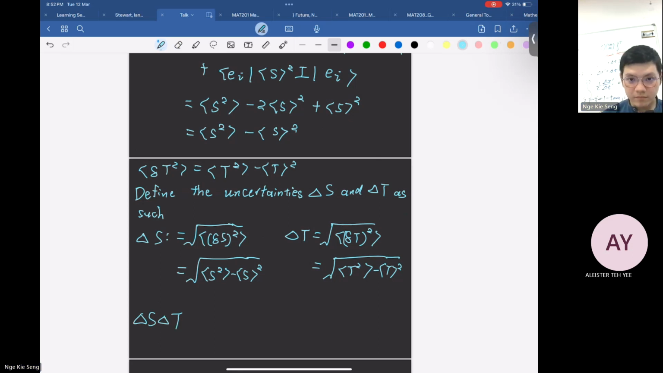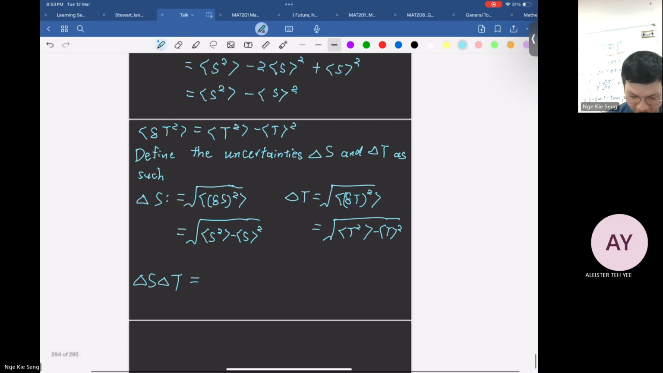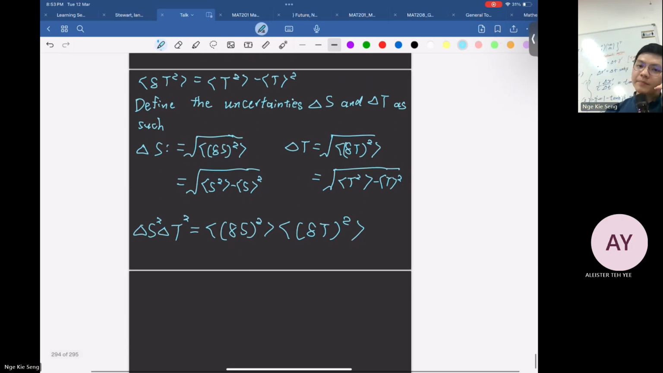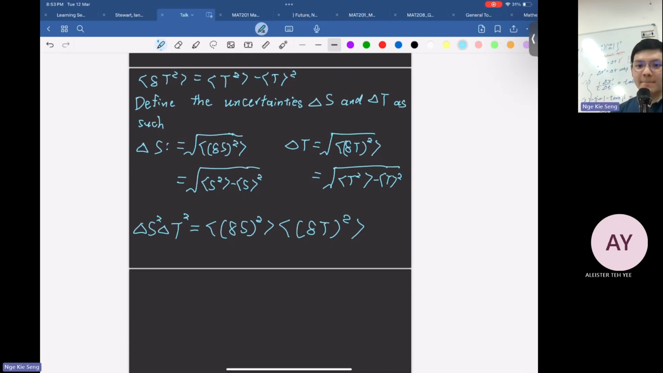What's this? This thing squared times this thing squared is just the expected value of delta x squared times the expected value of delta t squared. So what can we do here? This form is not nice yet, so let's return to the original form.